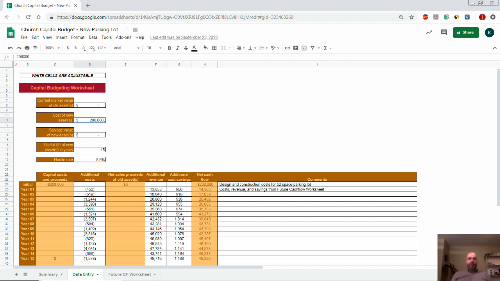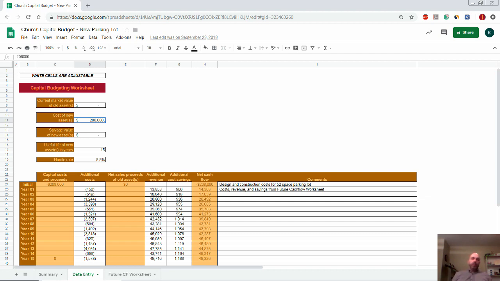All right. So in this case, I did a little homework and approximated the cost of a 53 stall parking lot addition at $208,000. Okay. So what we want to keep in mind here when we're talking about the cost of the new asset is it's not just here's what the paving company quoted. Okay, you want to take into account every cost.